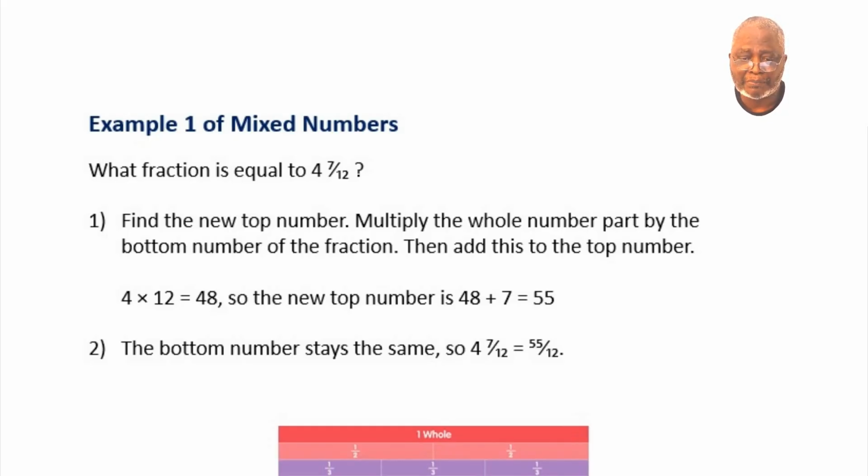Multiply the whole number part by the bottom number of the fraction. Then add this to the top number. 4 times 12 is 48. So the new top number is 48 plus 7, which is 55. Now you put that on top of the 12 and you will have 55/12 as a fraction. We used to call it a top-heavy fraction.